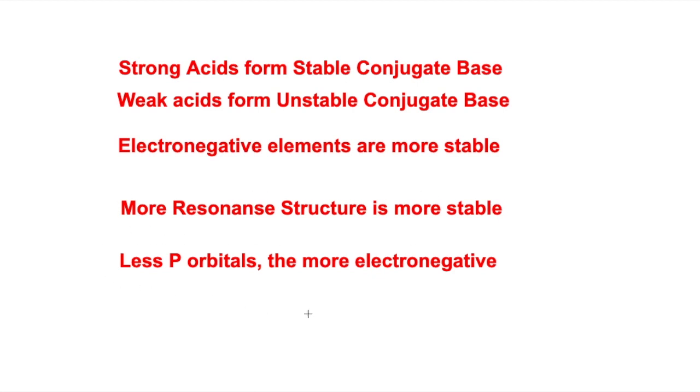Less p character is more electronegative, meaning hybridization: sp, sp2, and s are more stable than sp3. The lower the s, no p's, the better. It makes it stronger and more stable. Okay, so these are the rules. If I had an example like this.